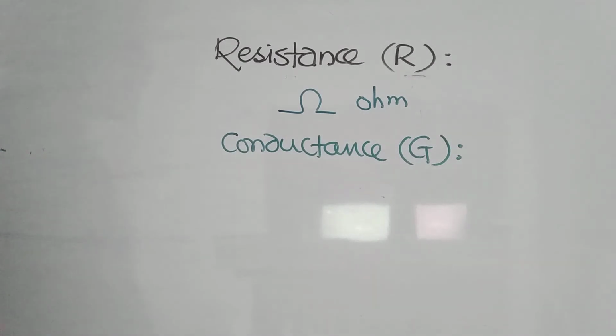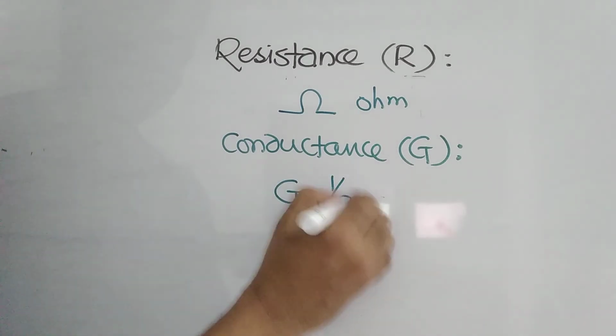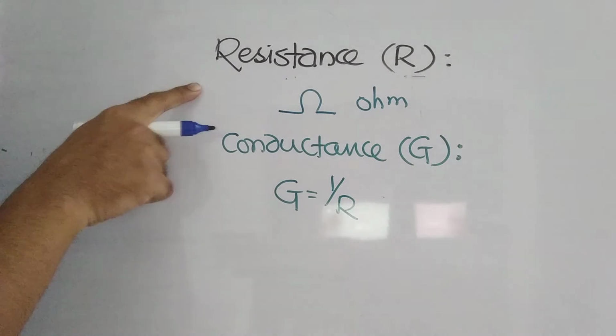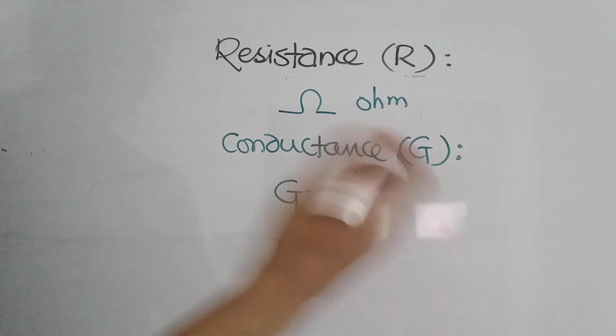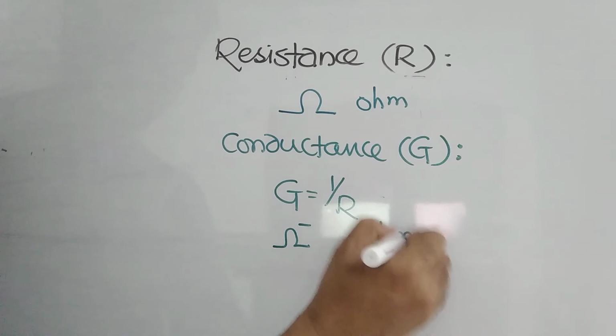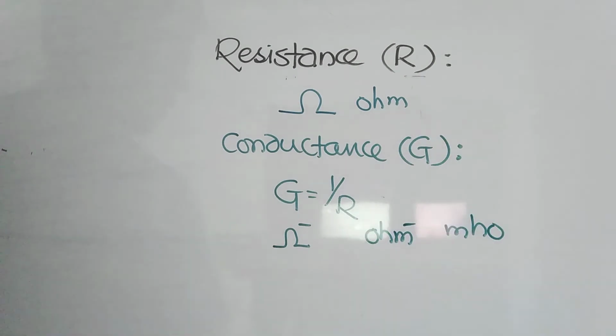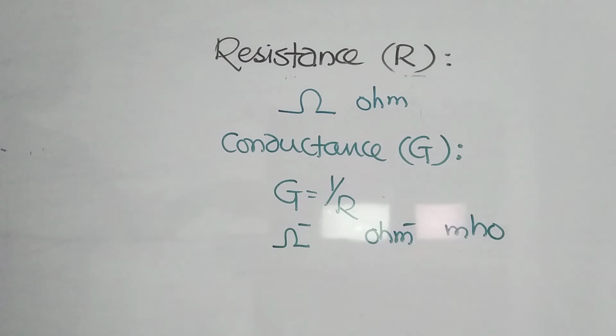Next is conductance. Conductance is given by G. G is the reciprocal of resistance. G = 1/R. We were saying resistance is the obstacles in the flow, and now conductance is the reciprocal of resistance. So G = 1/R. The units are ohm inverse, or you can simply say mho. Resistance is R, conductance is G.